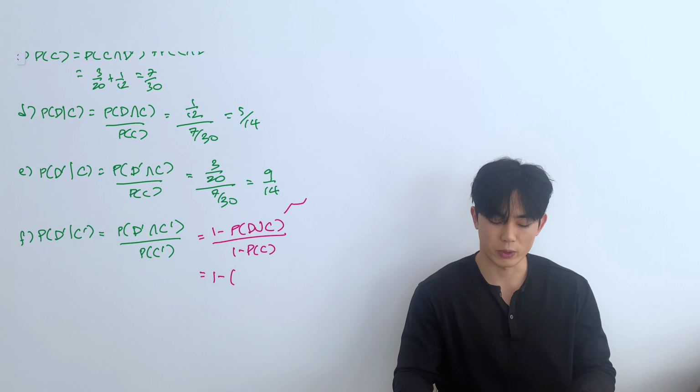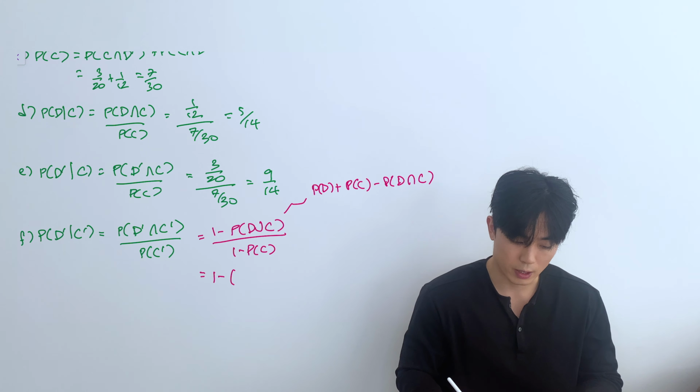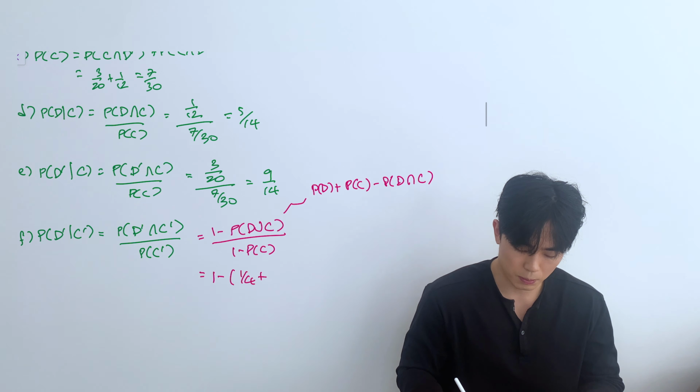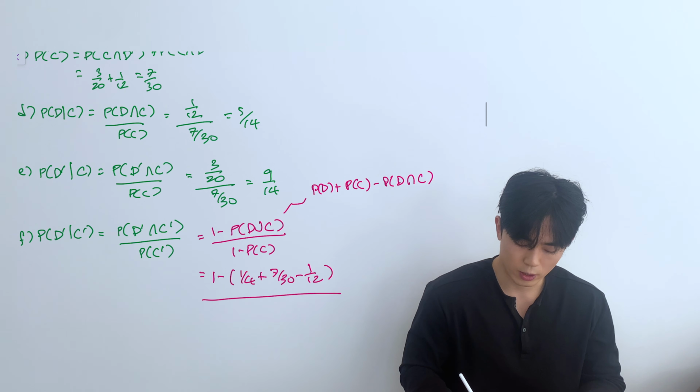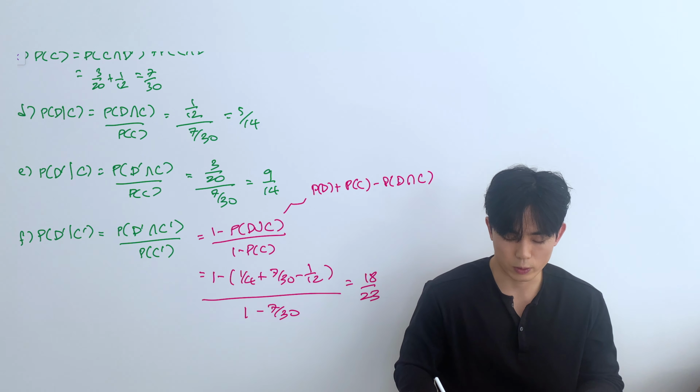Remember the addition formula we learned earlier? So this is the same thing as probability of D plus the probability of C minus the probability of D and C. So it's going to be, probability of D is going to be a quarter plus 7 over 30 minus 1 over 12, over 1 minus the probability of C, which was 7 over 30, and we should get a value of 18 over 23.